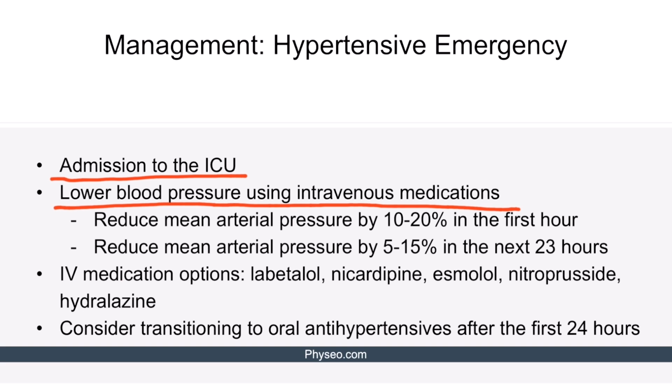If clinicians were to suddenly drop a patient from a systolic blood pressure of 200 to a systolic blood pressure of 120, for example, it may lead to a sudden impairment of cerebral perfusion and potentially permanent ischemic damage like a stroke. Commonly used medication options for hypertensive emergency include intravenous labetalol, nicardipine, nitroprusside, and hydralazine. Finally, clinicians may consider transitioning patients to oral antihypertensives after the first 24 hours of therapy.